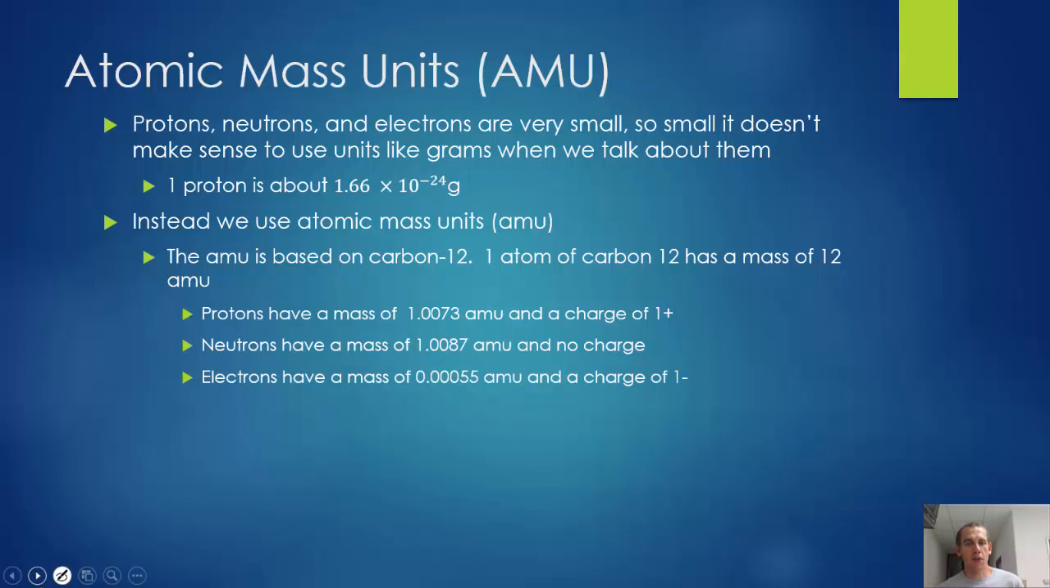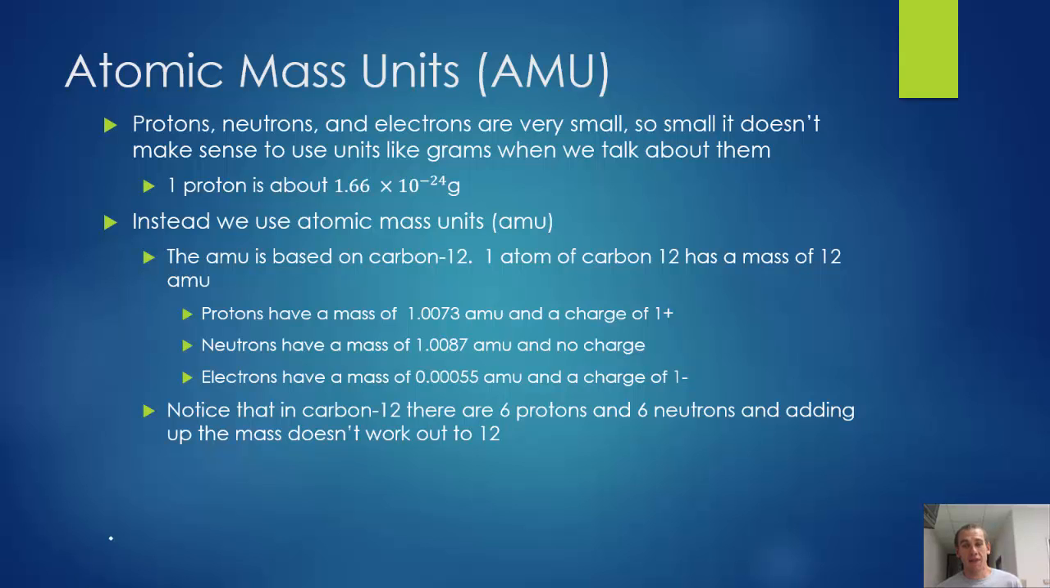And then of course electrons, 0.00055 atomic mass units and a charge of 1 minus. It takes about 1,800 electrons to get us the mass of one proton, which is incredible because they have exactly the opposite charge. So an electron and a proton will cancel each other in terms of charge, but their masses are considerably different. And then if you are paying extra special attention, you'll notice that this doesn't add up to 12. Right? If we take 6 times that plus 6 times that, we get 12 point something.